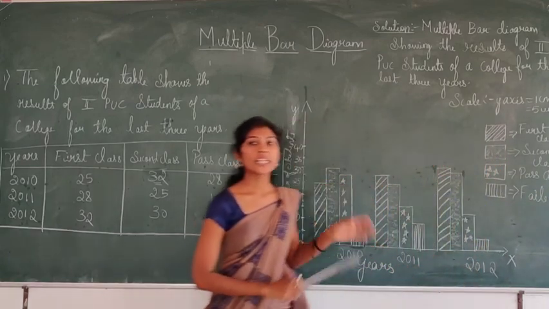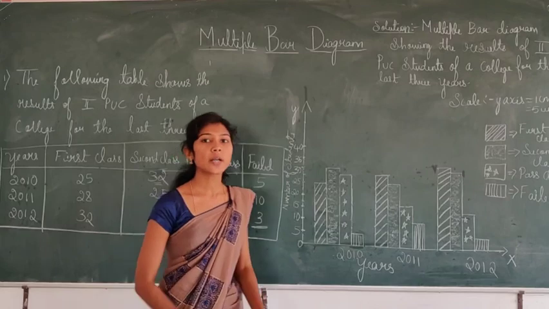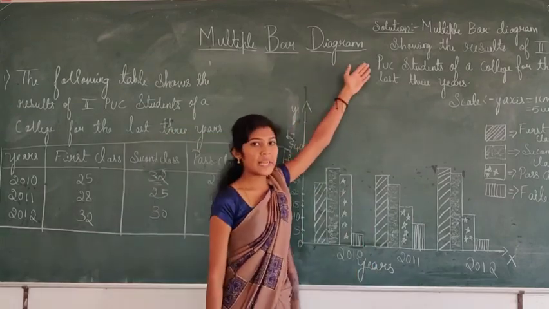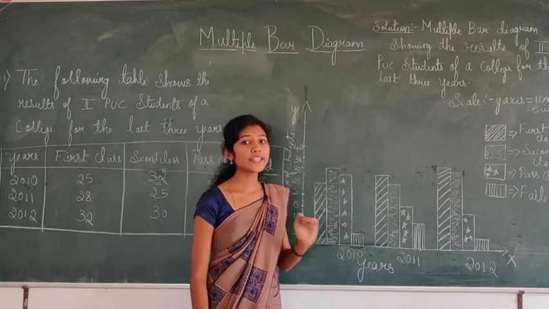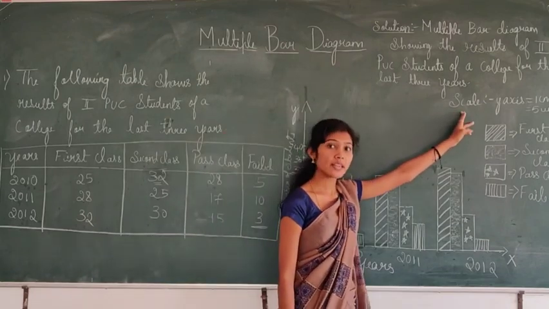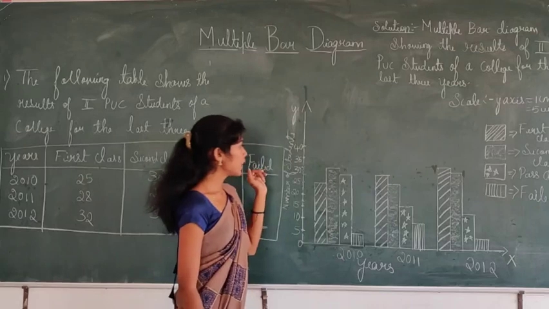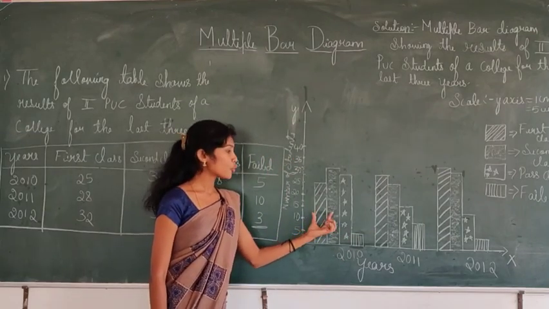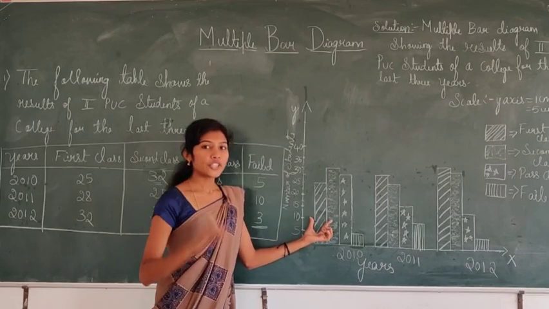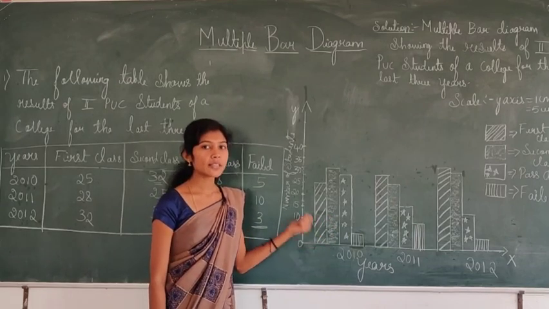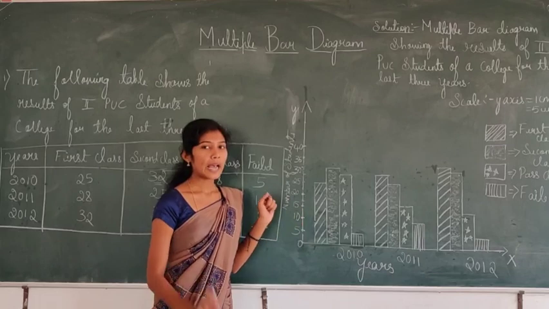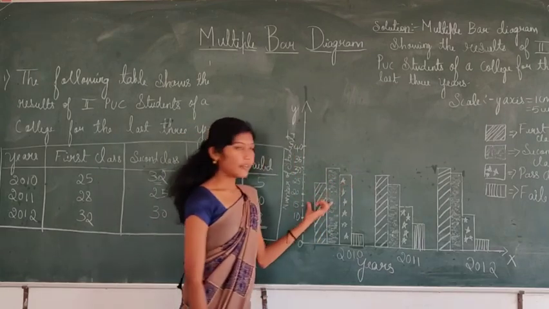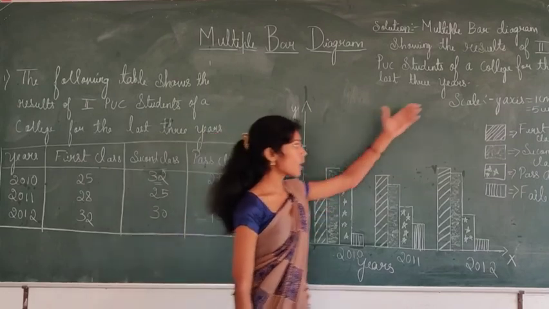Okay, so this is the way you construct a multiple or compound bar diagram. You need to write the title first, then determine an appropriate scale, then draw the multiple bar diagrams, and in order to differentiate you need to use different colors, shades and crossings. And for the differentiation, you then need to show the index.